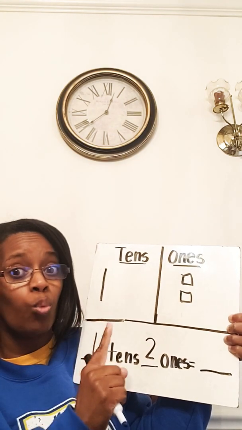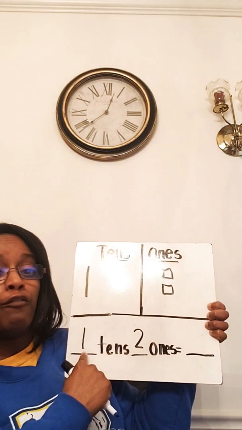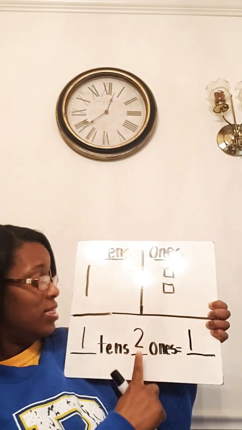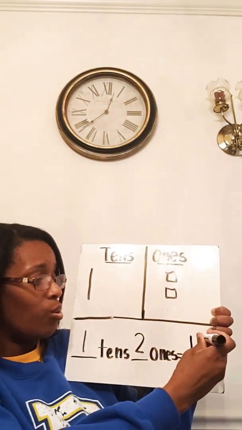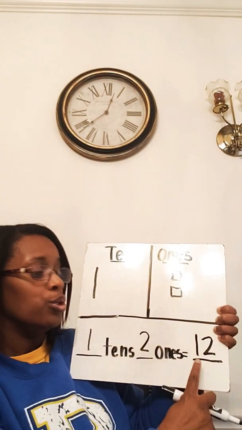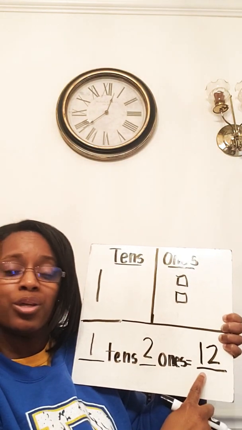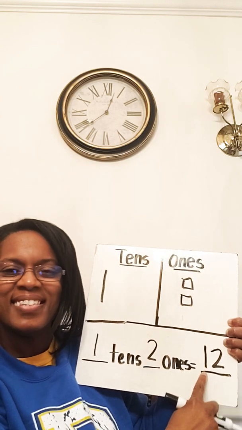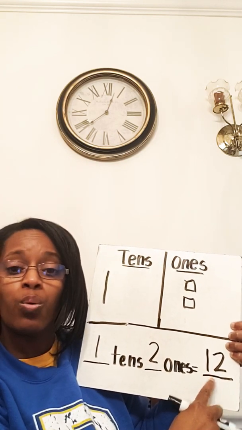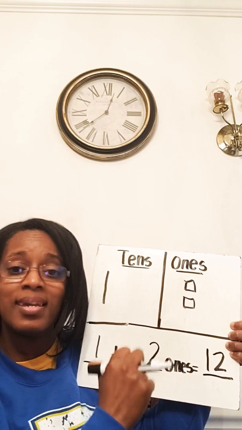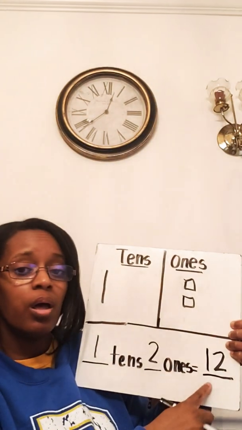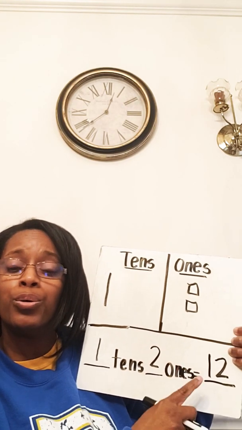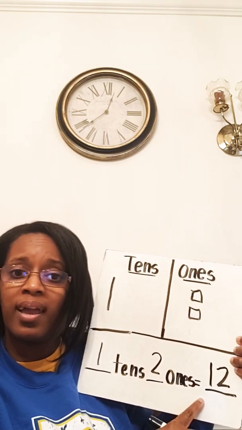So watch what my number is. The first one is the tens. The second one is the ones. You put it all together, you have tens and ones. Tens, tens, ones, ones. I got my tens, tens, ones, ones. You put it all together and you have a double digit.